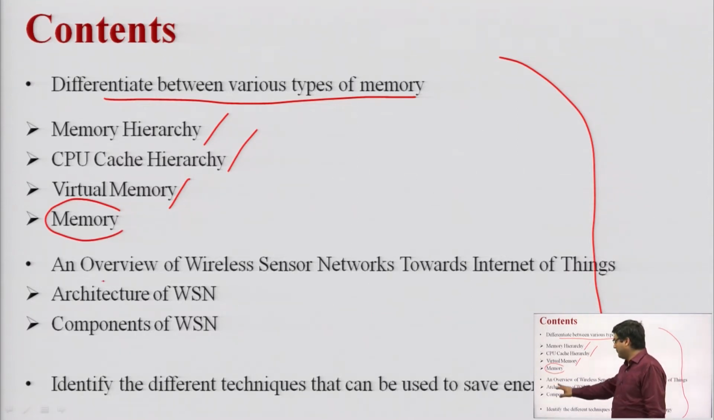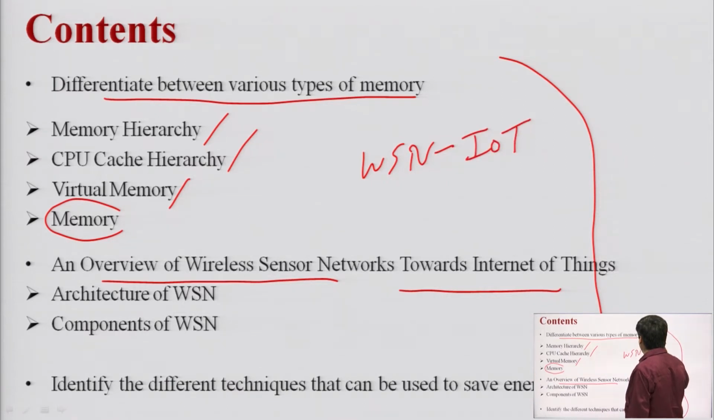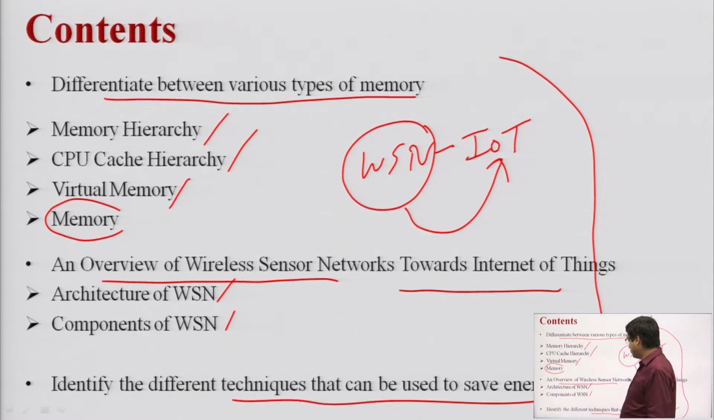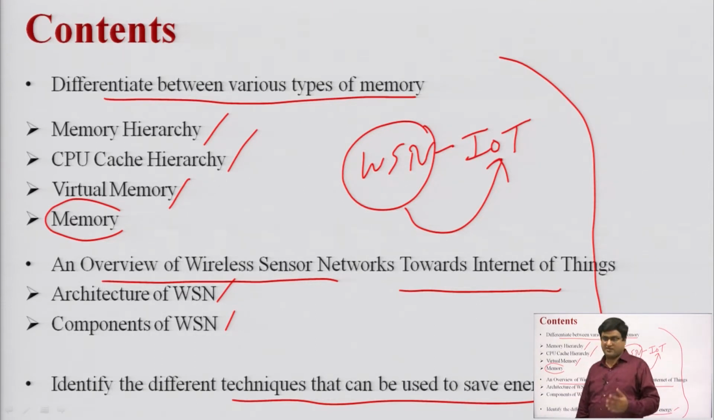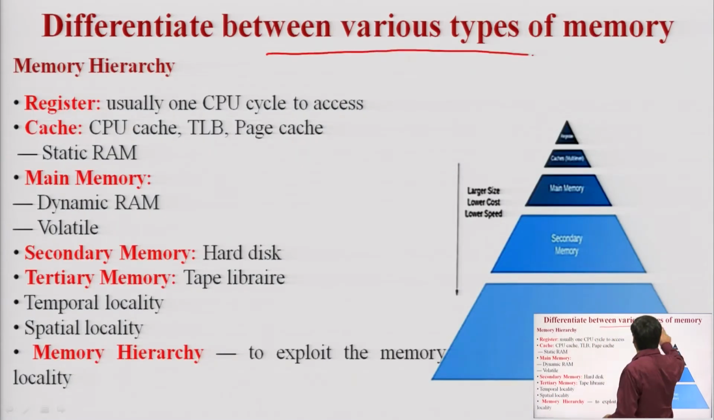After that we will give an overview of wireless sensor networks towards the Internet of Things, under which we will study the integration of WSN with IoT. WSN is one of the main technologies that can be used in our IoT based system, under which we will study the architecture of WSN. We will see only the introduction part, not in detail, of the various components of WSN. The last topic will be the different techniques that can be used in our IoT based system to save the energy of the devices. Okay, so let us start with the first topic, differentiating between various types of memory.